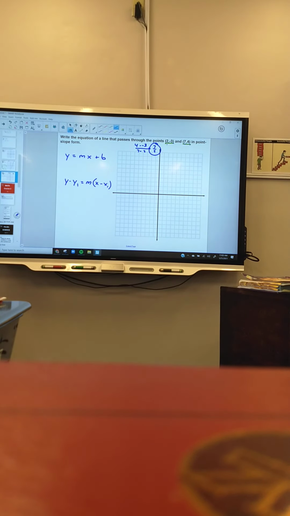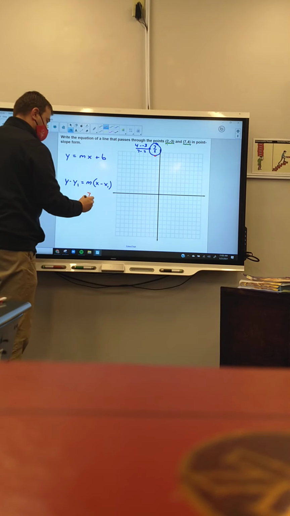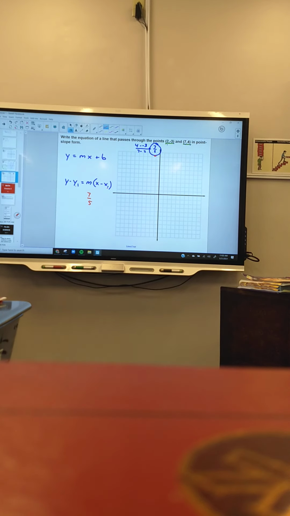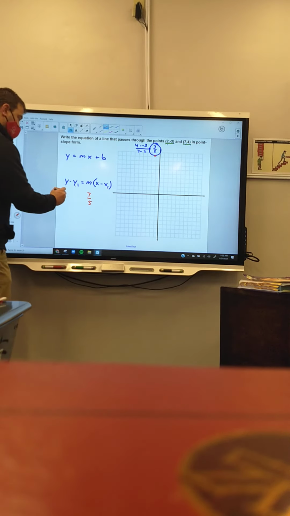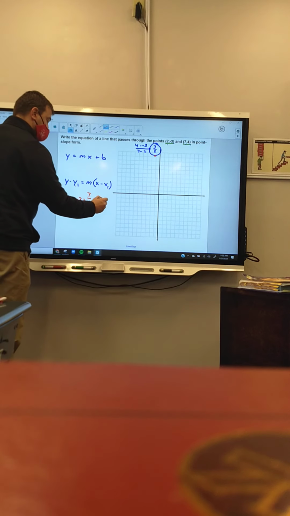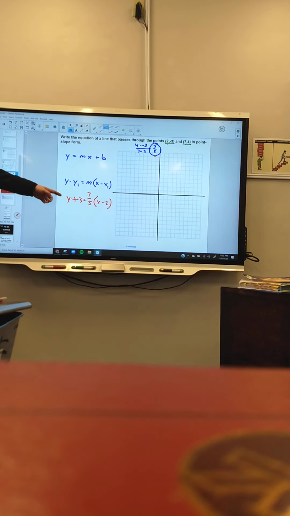So now what? Yeah. You plug in the numbers. Take that 7/5 and plug it in for m. Now what are you going to plug in for your y and your x? You got options, right? For y, you do negative 3, and for x, you do 2. Y minus a negative 3, and for x minus 2. Sure, so y minus negative 3 is really like plus 3. That's your equation.